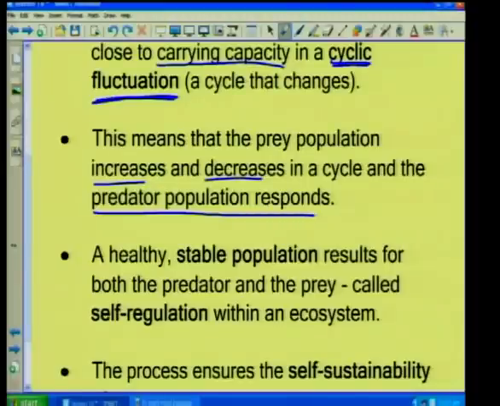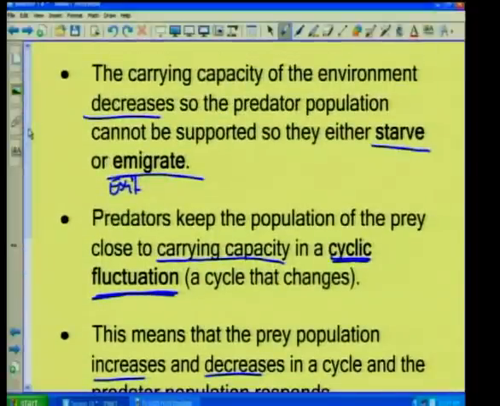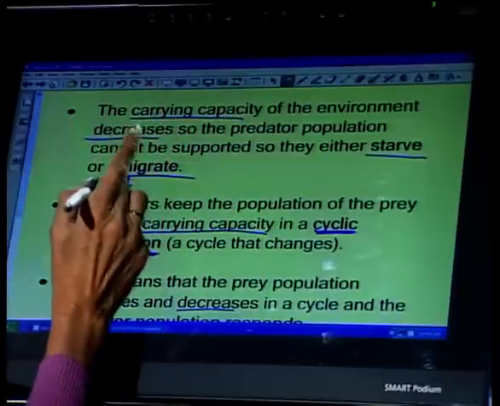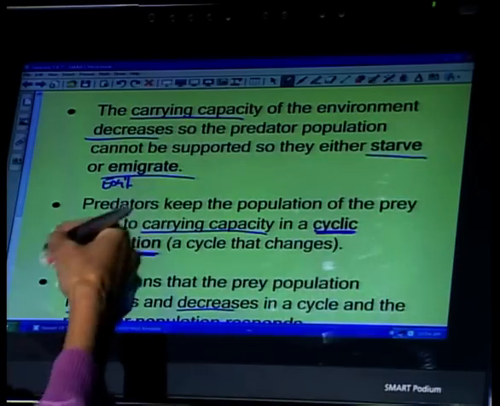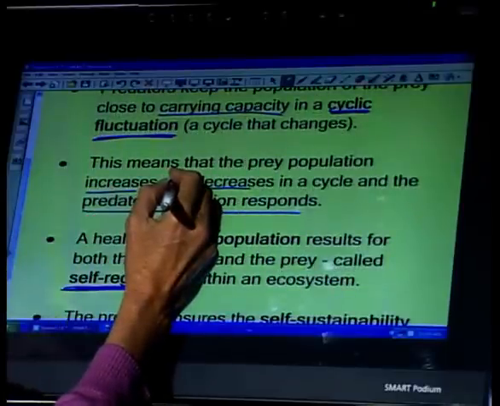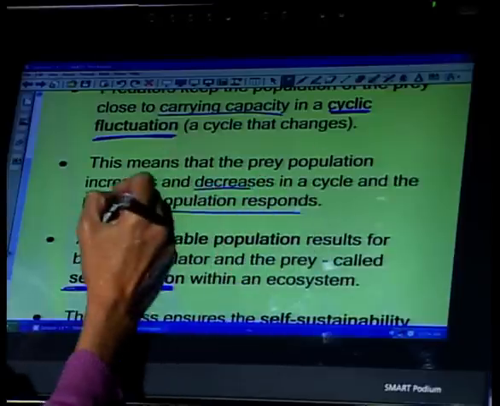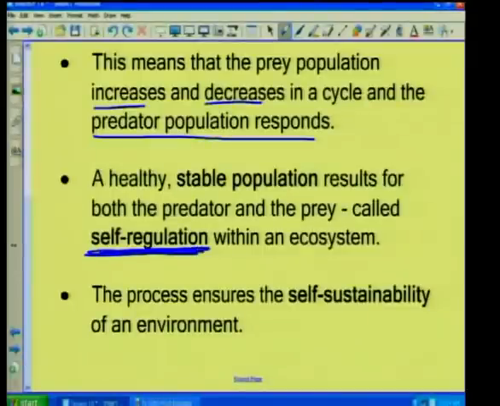A healthy, stable population results for both the predator and the prey, and this is called the self-regulation process within that ecosystem. And we go back here where we said that the carrying capacity of that environment will decrease, so that the predator population has to now leave. When the prey increases, here, then the predator population will also increase. It always lags a little bit behind. And this process of self-regulation, or natural self-regulation, ensures self-sustainability of an environment.